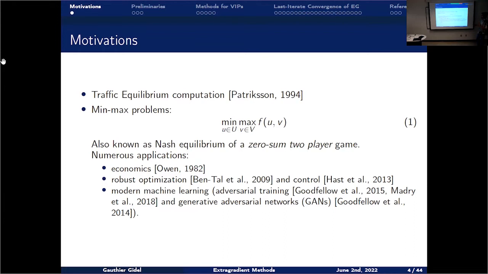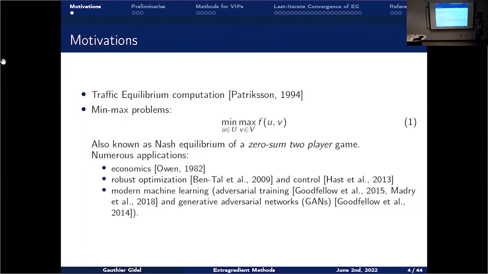Beyond gradient descent, there are traffic equilibrium computations. Patrice Marcotte, who worked a lot on variational inequalities here, wrote a nice review paper about variational inequalities, where he explains traffic equilibrium computation. I think it's some sort of equilibrium, it's not Nash, I forgot the name, sorry about that. But you have these equilibrium computation problems that are not min-max problems.